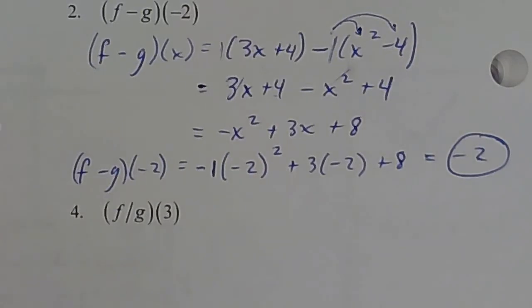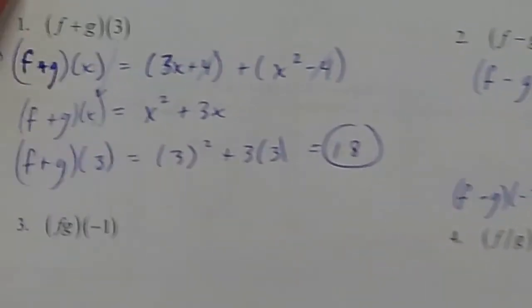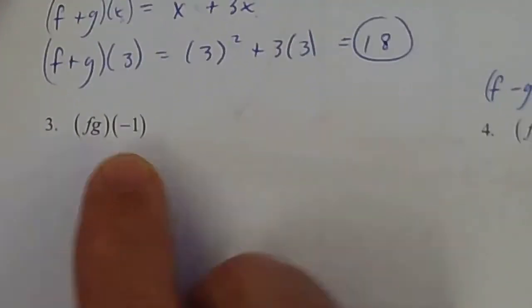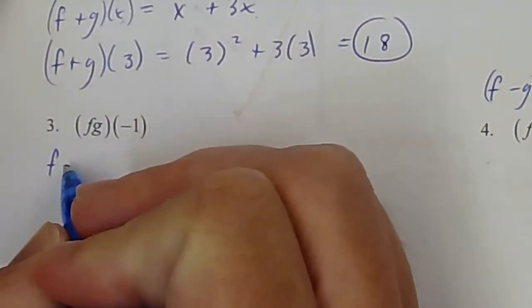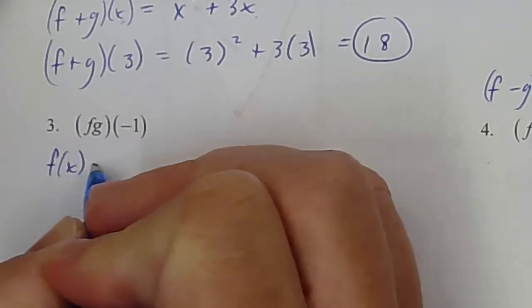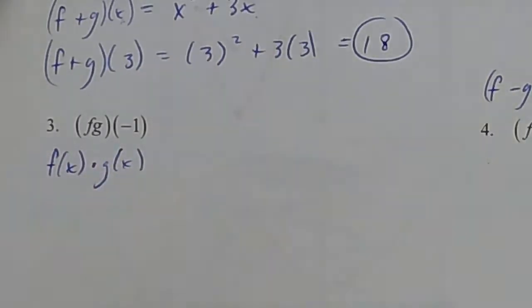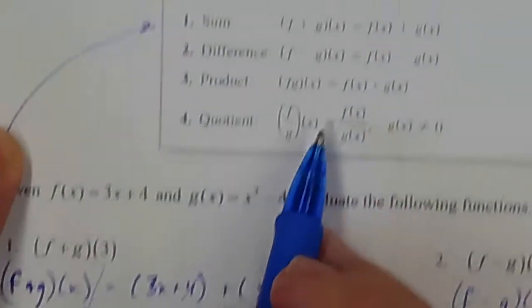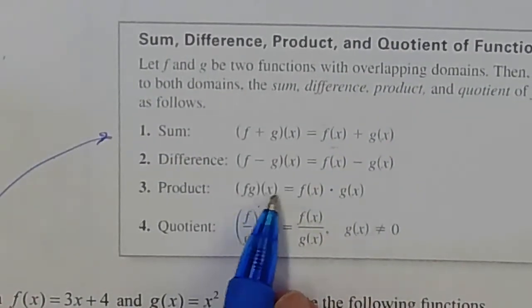Okay, 3, I'm going to try to get you a little more involved. I'm doing all the work right now. Moving on to products. Let's ignore the -1 for a moment. Let's find f, basically f of x times g of x is what we want to do first. That's what the product function says to do. F g of x means f of x times g of x.